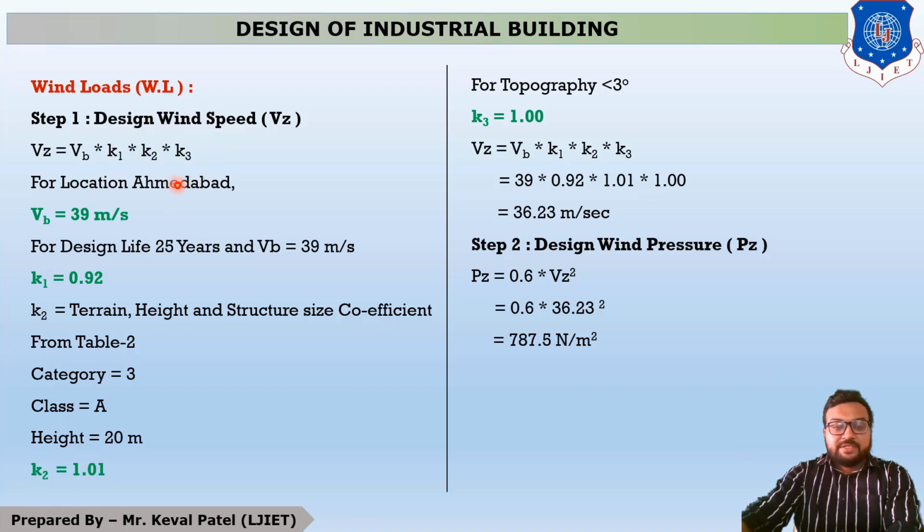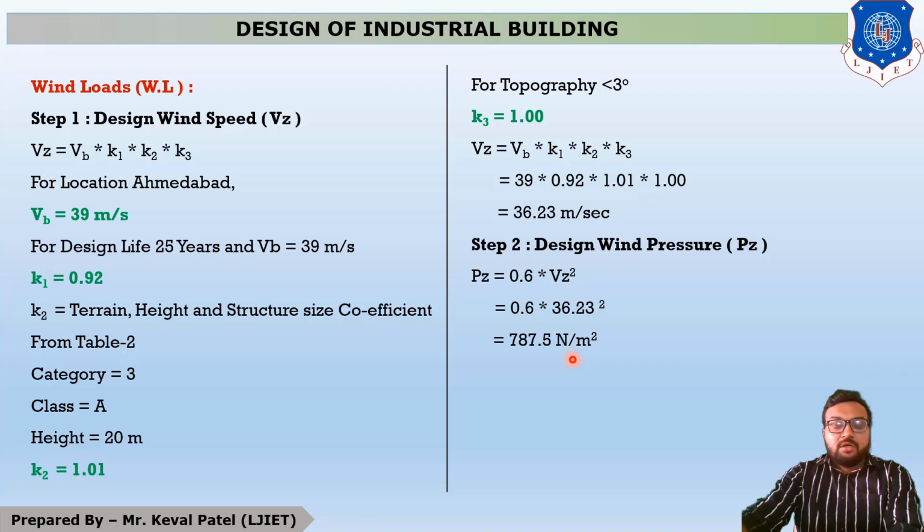Now the next term is K3. K3 means topography factor. Now the K3 value is also given on page number 12. So it is already discussed that when theta is less than 3 degree, then your value of K3 is 1. So after finding out all these values, your value of Vz is 36.23 meter per second. Okay. Now our step number 2 is design wind pressure. So the equation of design wind pressure is 0.6 into Vz square. This equation is also given on page number 12 on the right side bottom. So students, after putting all these values, we will get our answer 787.5 Newton per meter square.